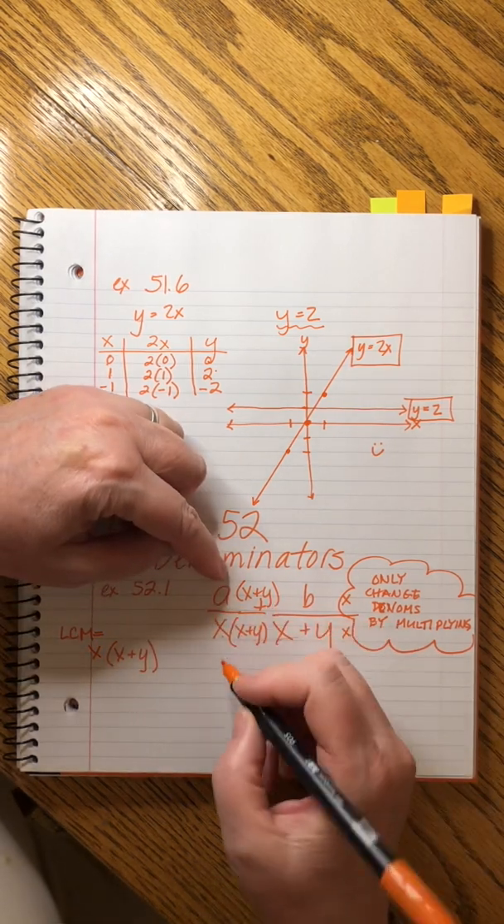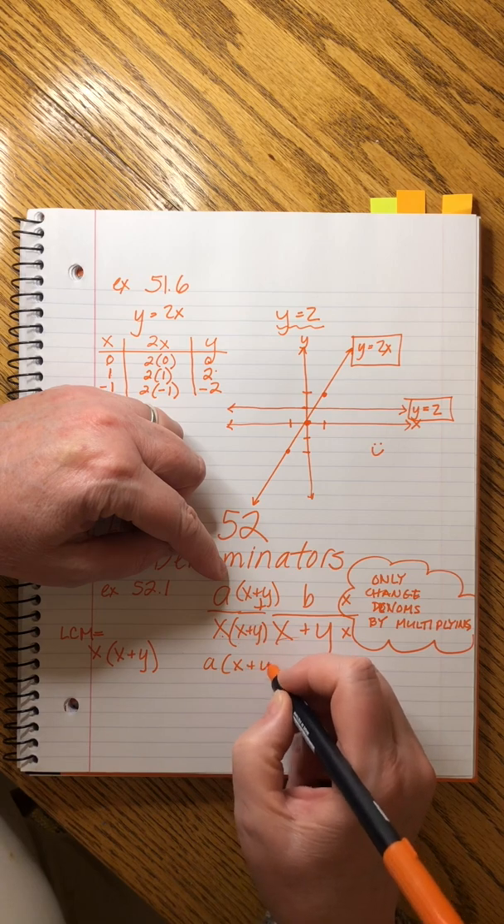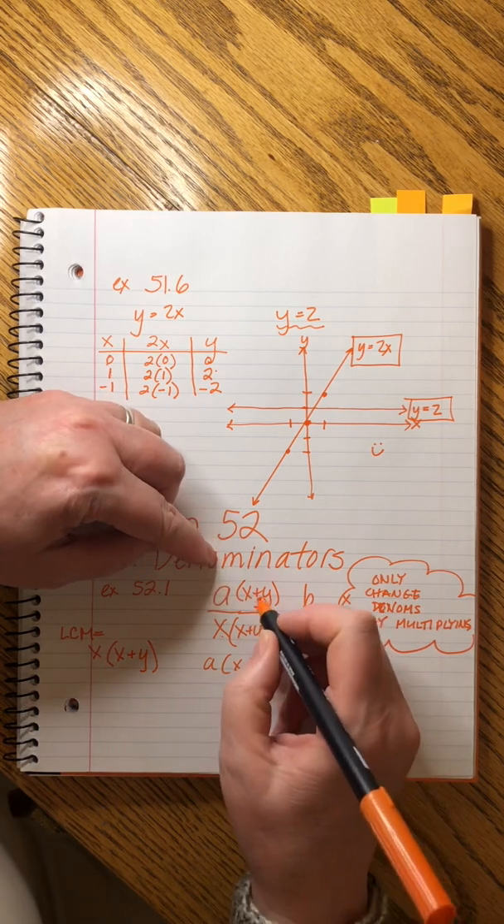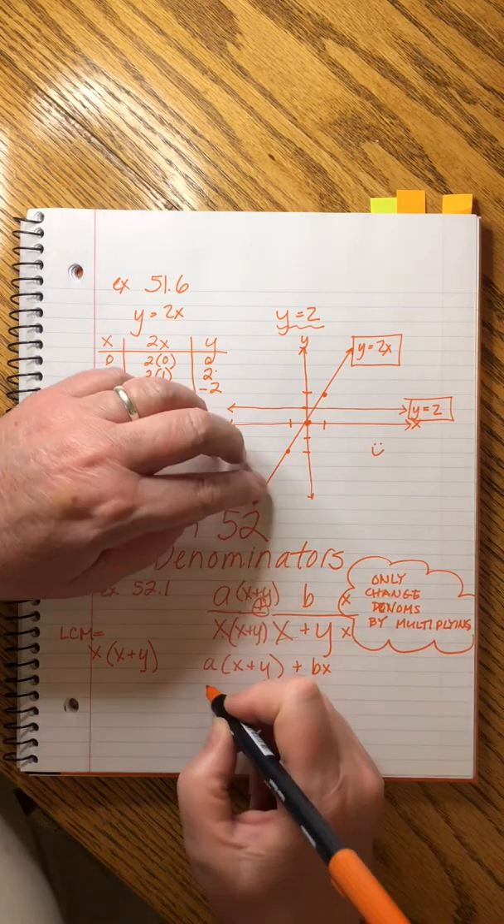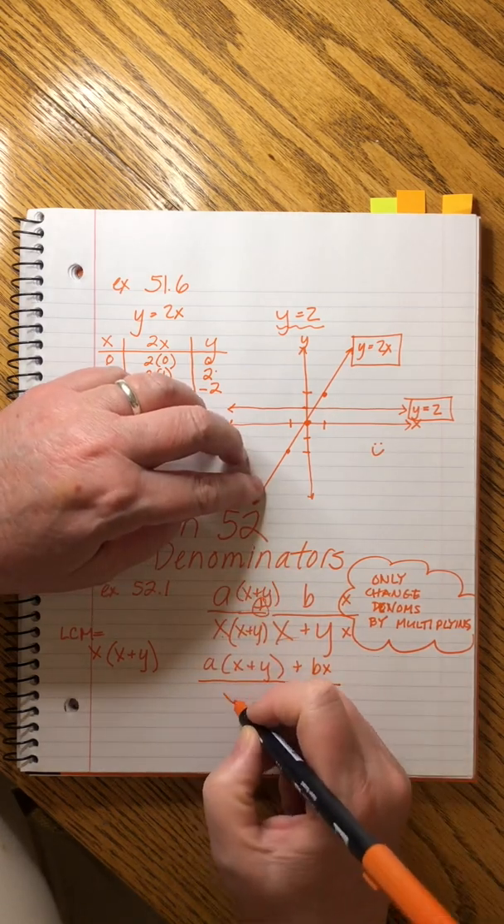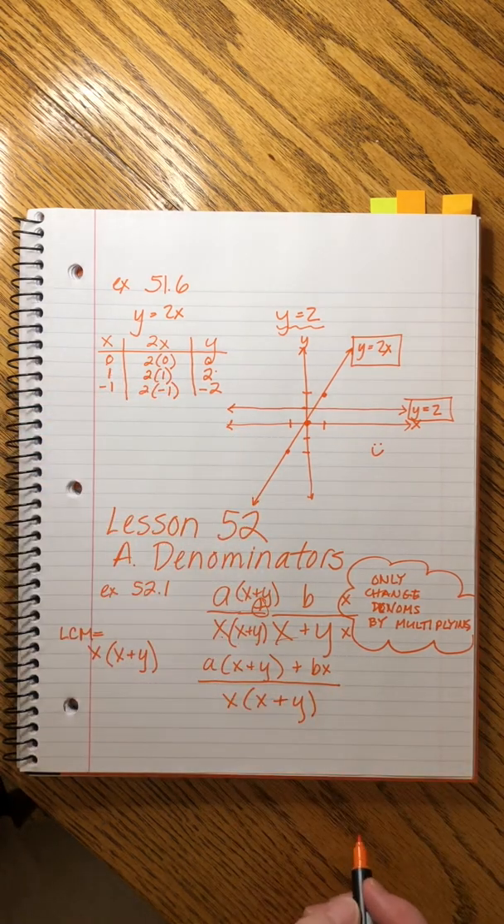So now, I'm not gonna distribute that, we'll have a times the quantity x plus y, plus, the plus sign got buried, b times x, all over x times the quantity x plus y. All right, and that is our final answer.